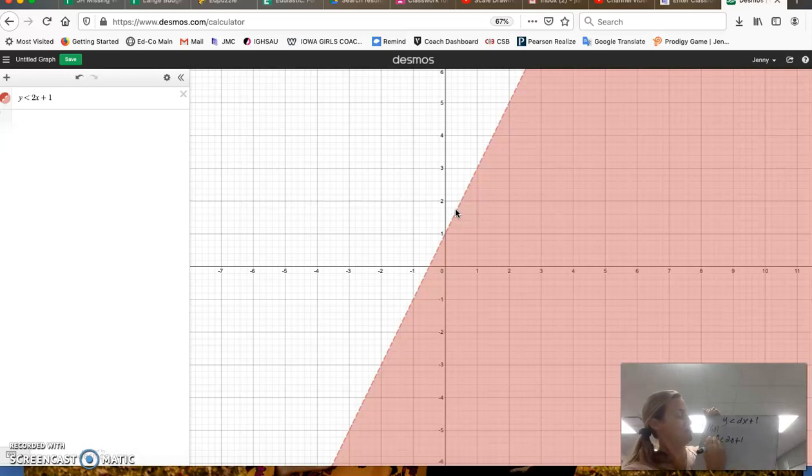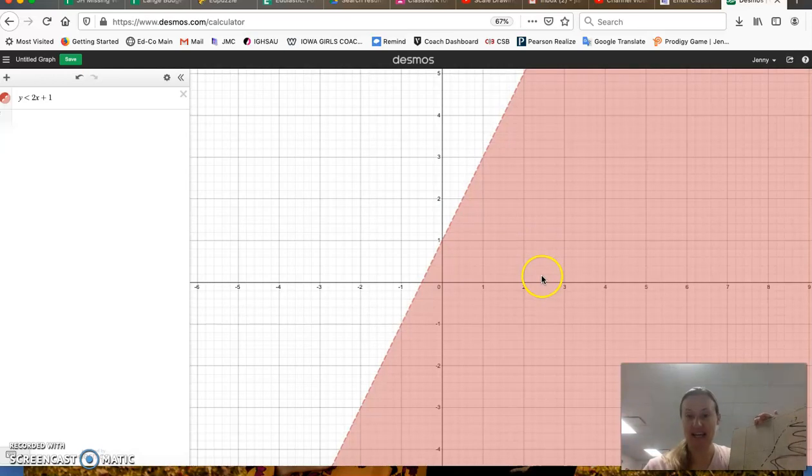Okay, 2 times 0 is 0, plus 1 is 1. Is 0 less than 1? Is that true? Yes, it's true. So I'm going to shade on the side of the line that has 0, 0. There's 0, 0. That's this side of the line. That's why this side is shaded. If this ended up being not true, I would shade on the opposite side. And so that's how you graph an inequality.